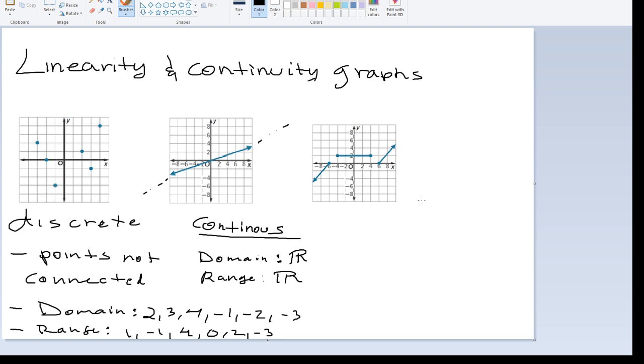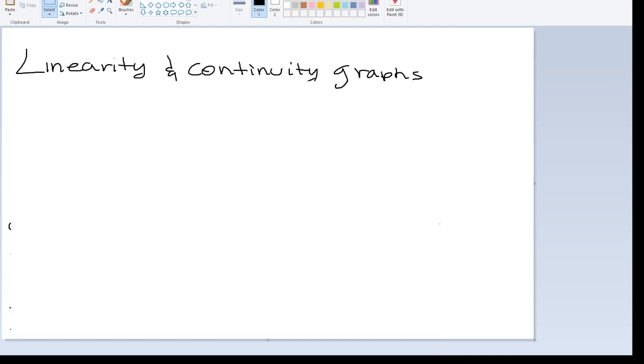When the graph is neither discrete nor continuous, we say the data is just neither. It's not discrete and it's not continuous. Okay, so these are some examples of discrete, continuous, and neither data on a graph. The next thing we're going to do is we're going to look at data that may be linear or non-linear. So let's get to that here. I need to erase this. Here we go.